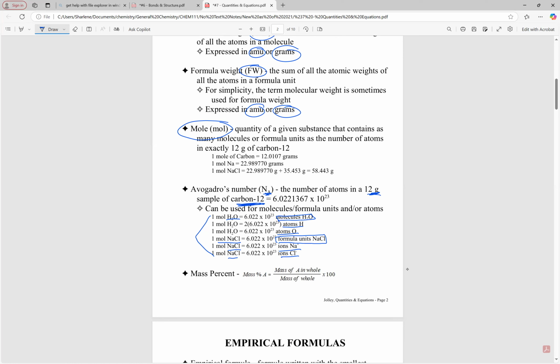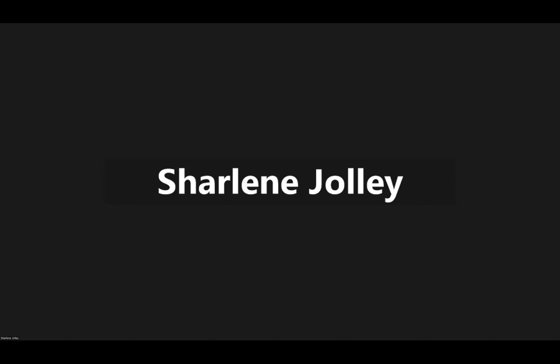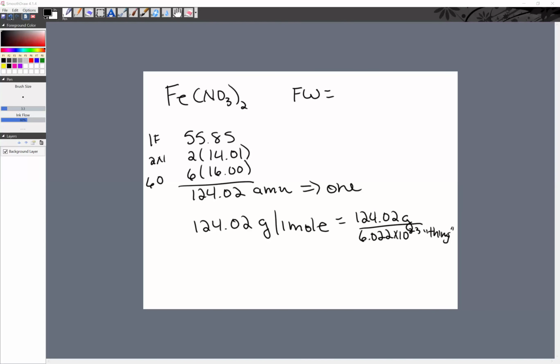Let's do just this little blurb here at the bottom before we go on to our next topic. Mass percent is nothing tricky. It literally is a percent. So mass of what you're interested in divided by the mass of the whole. All right, now, why is that very useful? Well, it depends on the situation. So for instance, oh, this one's still on the board, so let's use it. What percent is iron inside of this iron 2 nitrate?